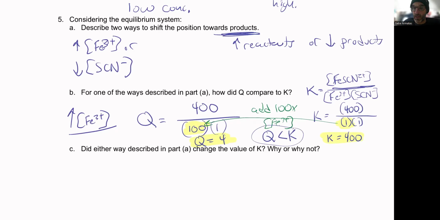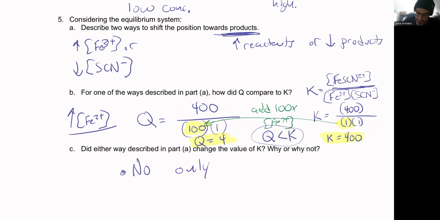We have to increase Q. The way we can increase Q is more reactants. I'm sorry, more products, less reactants. So what happens is I increase this, I decrease the denominator, and we get back to K. That's ultimately how it would go from Q to K. Did either way described in part A change the value of K? Did we change the temperature? We did not. So no.